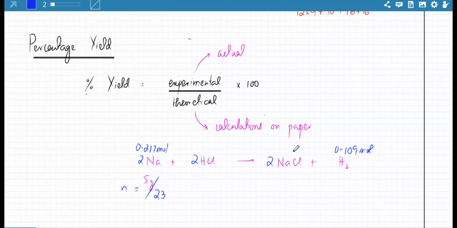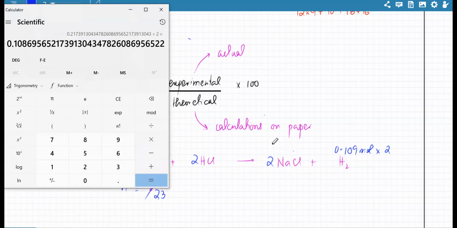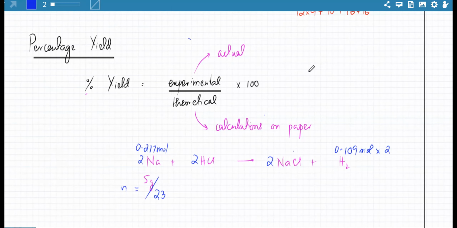And I can find the mass. I just need to multiply it by the MR. So if I do that, I'll find the mass. I'm going to multiply this by 2, which is the MR. It gives me 0.217 grams. So anyways, not 0.271, 0.217. So I'm going to get 0.217 grams.